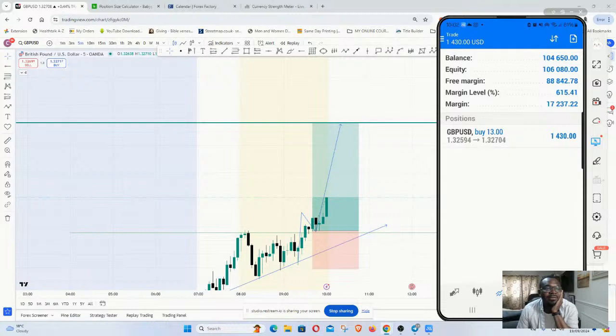We are up $1,004. Wow, we're up $1,004, guys. Up $1,004 right now. 1.5. My goodness, let's go. We're up 1.5. Crazy. Let's go. 1.5, 1.6, 1.7. Let's go.